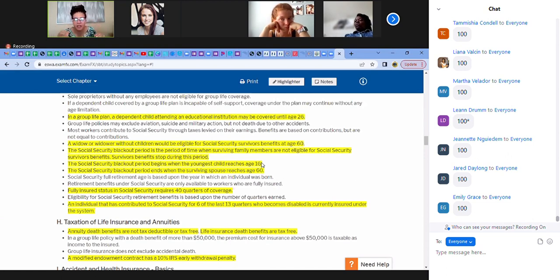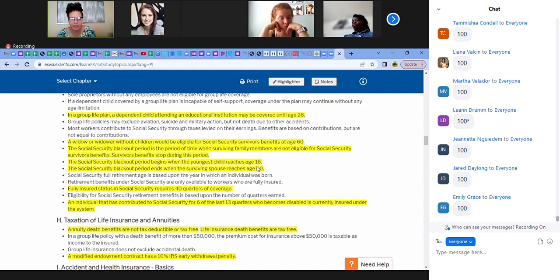When I'm under 60 with no children, or my youngest is 16 and I'm under 60. And again, it's just something you kind of have to memorize.